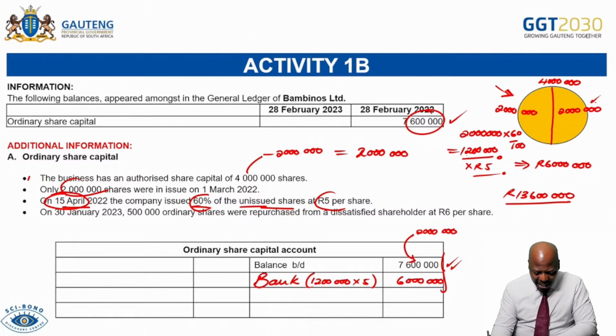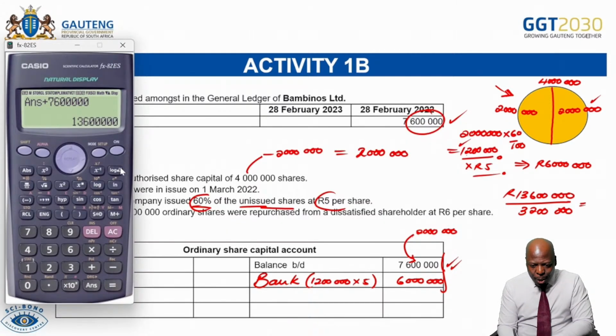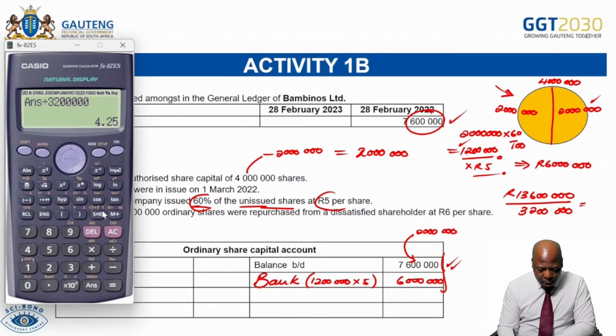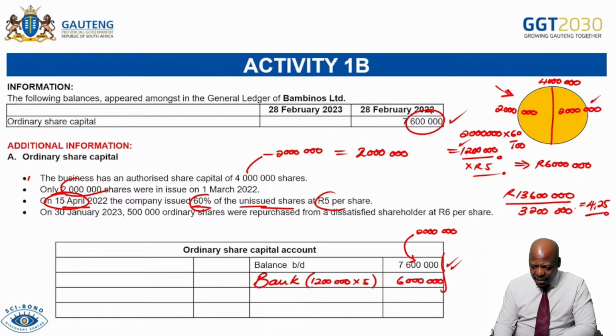Remember, we had 2 million at the beginning, okay? And then we have issued again 1.2 million. So if it's 2 million plus 1.2 million, that gives you 3.2 million. You divide that by 3.2 million, like that. Calculators, let's go. So I'm going to divide my 13.6 million by 3.2 million. That's going to give me 4.25. So my average price becomes 4.25. We good?